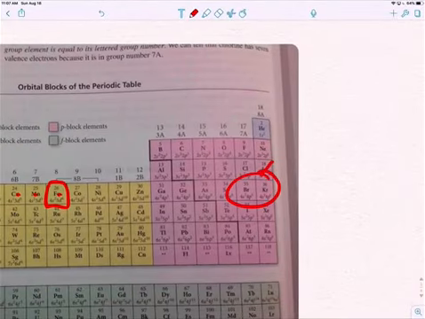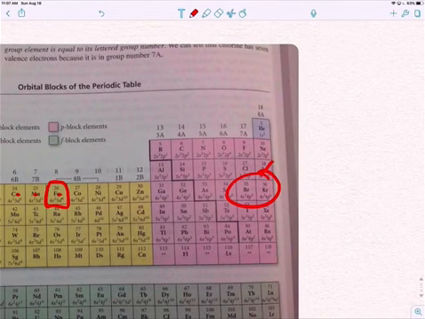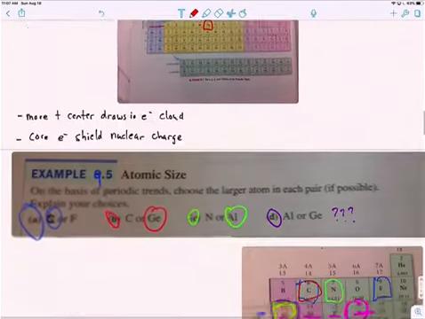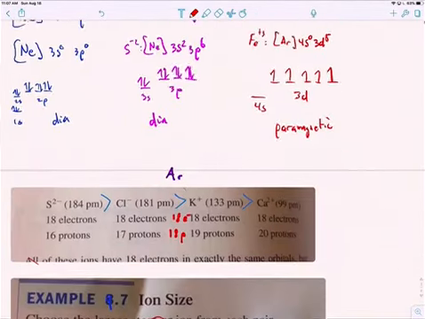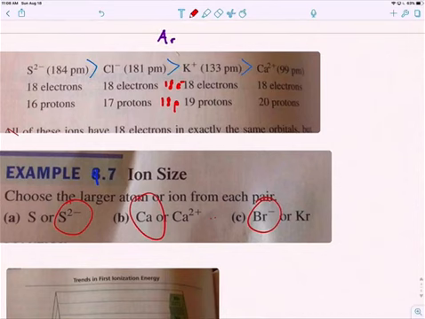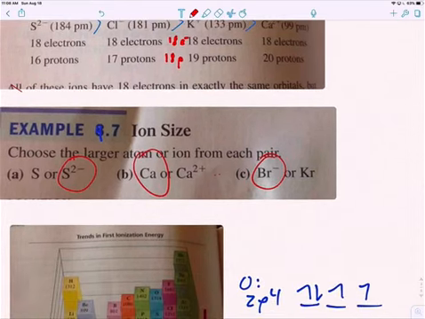So bromide, -1, and krypton both have 36 electrons, but bromide has 35 protons, krypton has 36, therefore bromide is a larger ion. Does that make sense? Same thing here with those isoelectronic. Bromide and krypton are isoelectronic. Since krypton has more protons, it's smaller, which makes bromide bigger.